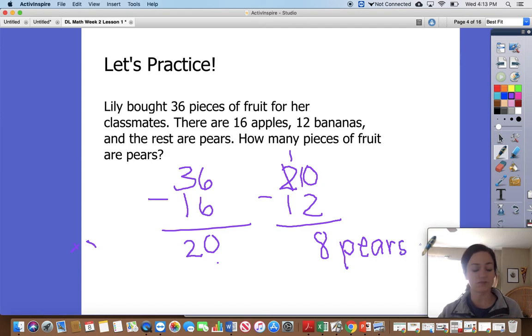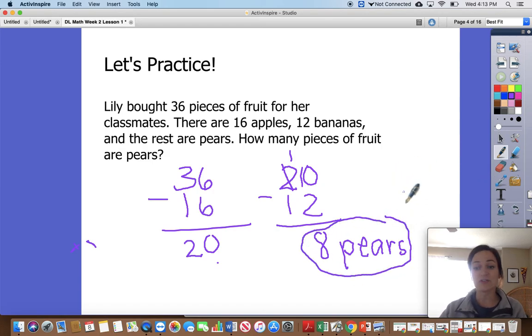This was just another way to find the answer. Some of you might have liked the first way I did it. Some of you might like the second way. Some of you might even have another way that you could do it in your head. That's okay. That's what's awesome about math. All right, let's go ahead and look at the next problem. So our answer for that one was Lily brought 8 pairs. And you could even check your answer by adding these all together. 8 pairs plus 12 bananas plus 16 apples should give you 36 pieces of fruit in all.